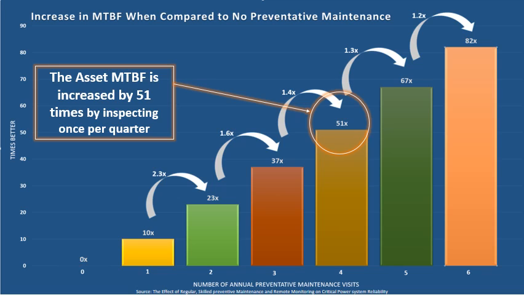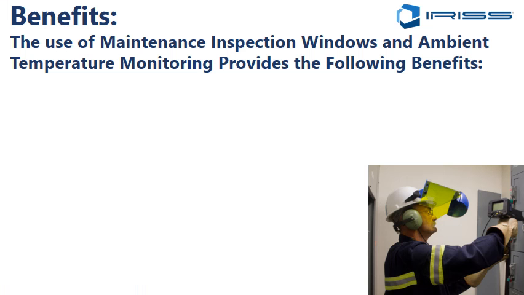So I have now an online monitoring system monitoring the local ambient, irrespective of how many connections are in there. If one of those goes rogue, it's going to increase that ambient. When the ambient increases, I can do the inspection, but I'm going to do 4 inspections a year because using the maintenance inspection window, I have ease of access, and these inspections take minutes, literally minutes. So the maintenance inspection window and ambient temperature monitoring system provide the following benefits.